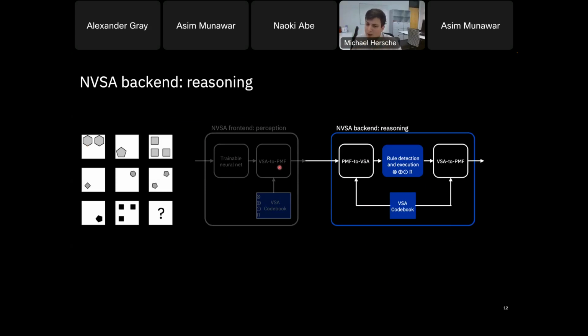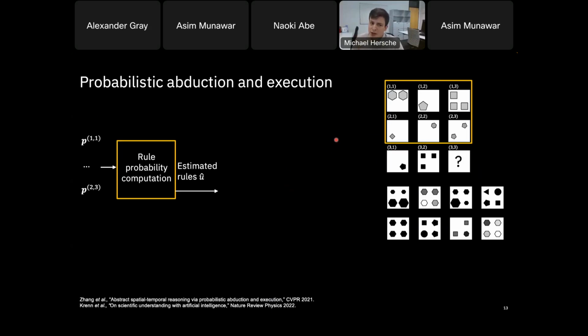And those probability mass functions, or PMFs, are then fed to the NVSA backend, the reasoning. And here we rely on probabilistic abduction and execution. What we essentially do is we first take the probability mass functions of the first 2 rows in order to compute the rule probabilities. For each of the attributes, there is a certain set of rules, let's say constant rule, arithmetic plus, progression, distribute three rule. And for each of those rules, we want to compute the rule probability.